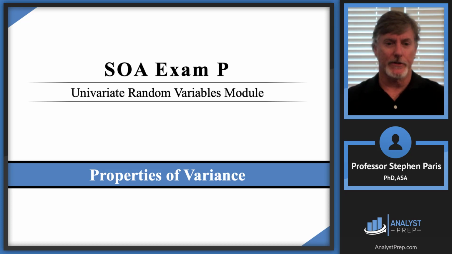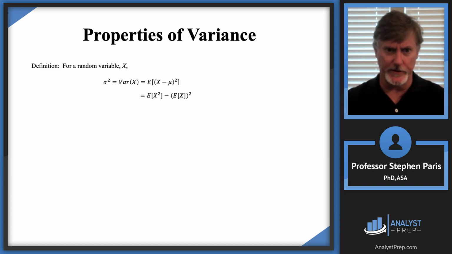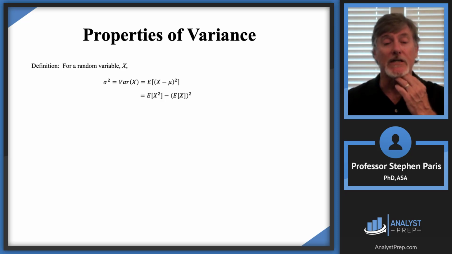Hi, in this video we're going to look at some properties of variance. So let me start the video by reminding you of the definition of variance. For a random variable, we calculate the variance of X. The definition that we started with was that it's the second moment about the mean. So that's the expected value of the square of capital X minus mu.